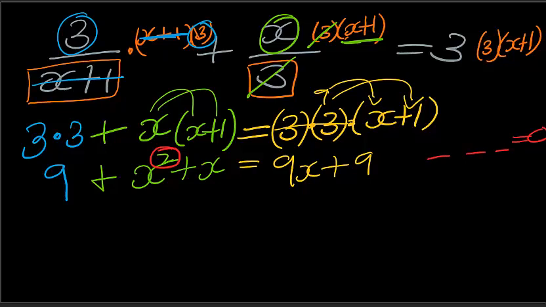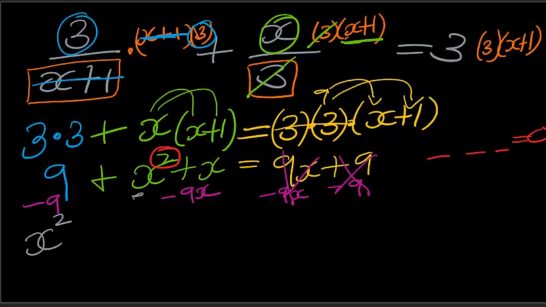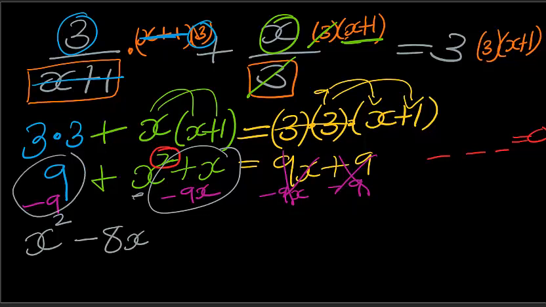So everything is going to the left. So what do we want to move? We want to move this, saying minus 9x and minus 9. So that cancels and that cancels. What do we have now? I'm going to start with this one because it's to the power of 2. X squared. Then 1 minus 9 is minus 8x. And then 9 minus 9 is 0. X squared minus 8x is equal to 0.